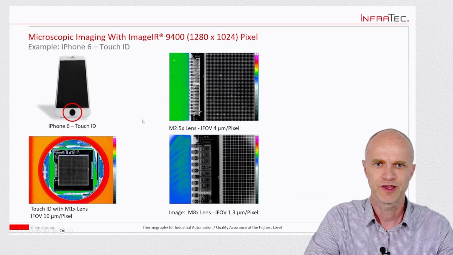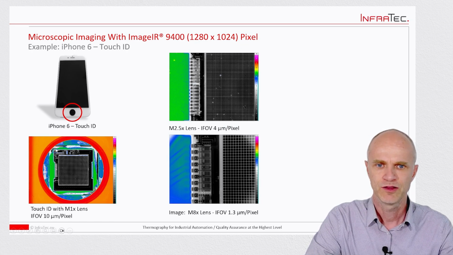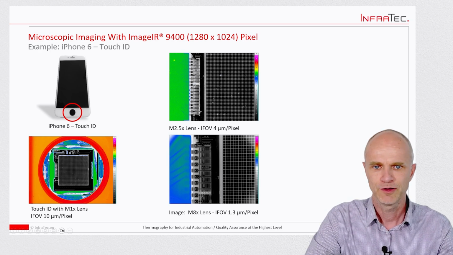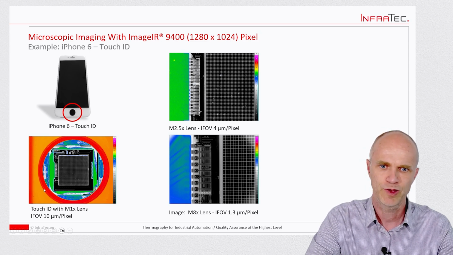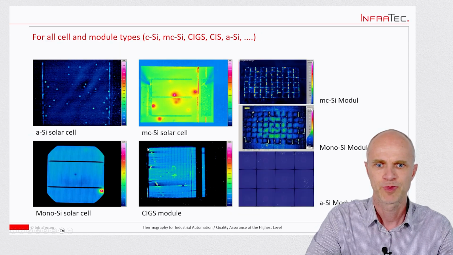Good, here a sample with an iPhone. For example, in this case, it's the touch sensor we are inspecting now. And this is the overview with a one-time magnification lens with 10 micrometer per pixel. Here, 4 micrometer per pixel and 1.3 micrometer per pixel with the 8-time magnification lens. And the good thing is that this touch sensor is infrared transparent, so you can directly measure here, in this case, if there is any defect on the chip, for example.